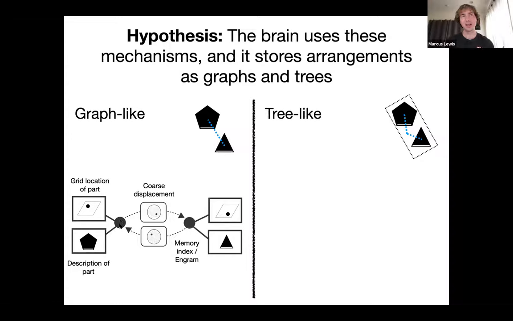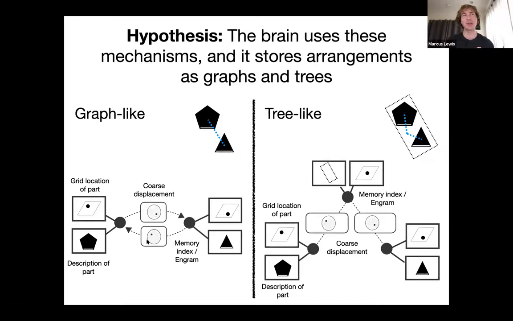A tree-like one is very similar. So here, just to make sure I said everything, associated with this pair of memories is the displacement information between them, and associated with each node is what and where information. A tree is like that, but where you have a sort of hierarchical view, or where you have this parent-child relationship, which has some nice properties.